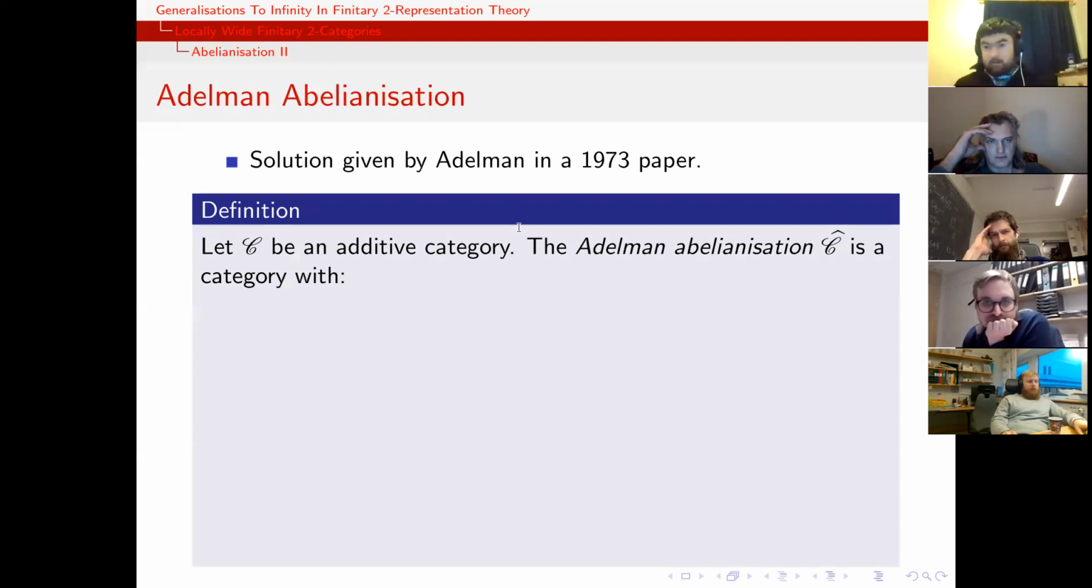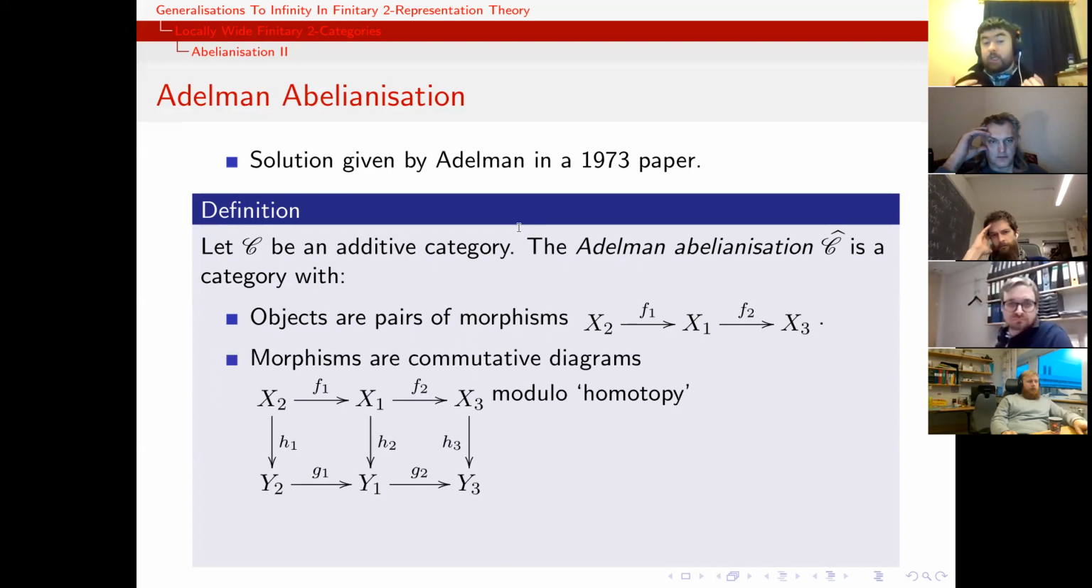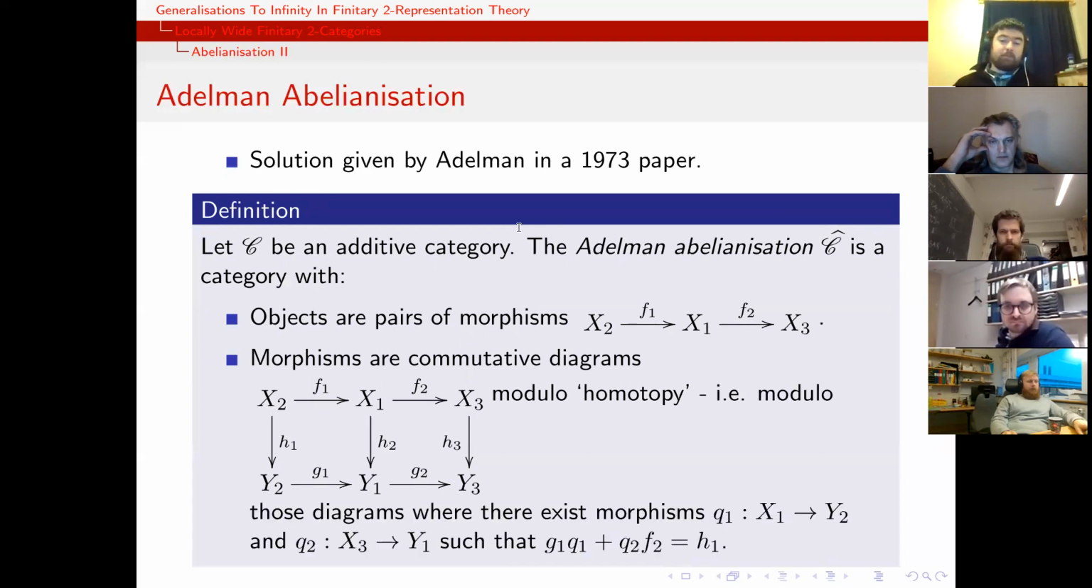So, popping down to the one category setup now, for an additive category C, its abelianization has as objects pairs of composable morphisms: f1 from x1 to x2, and then f2 from x2 to x3. Morphisms are commutative diagrams of this structure, again modulo homotopy, which looks closer than previously to what you might think of when I say homotopy. So modulo diagrams where there exist two diagonal morphisms for these two squares in the same direction, x1 to y2 and x3 to y1, such that the sum of the resulting two triangles is equal to this middle morphism.